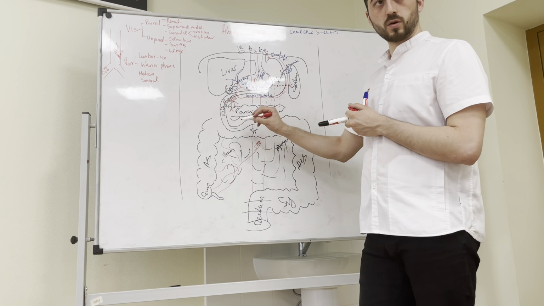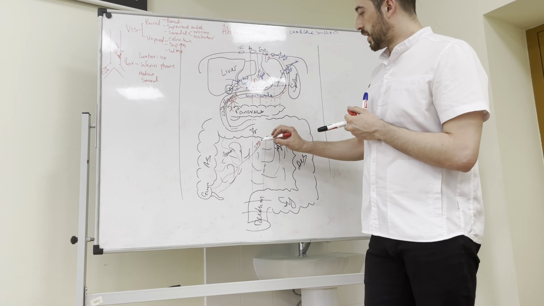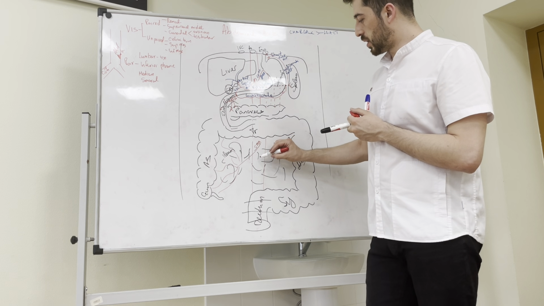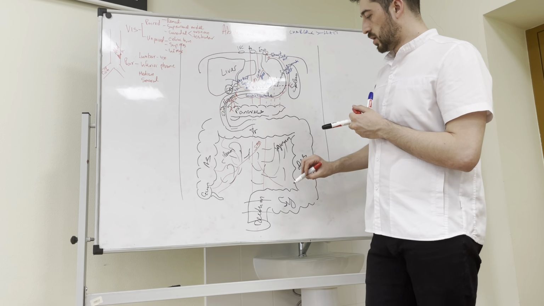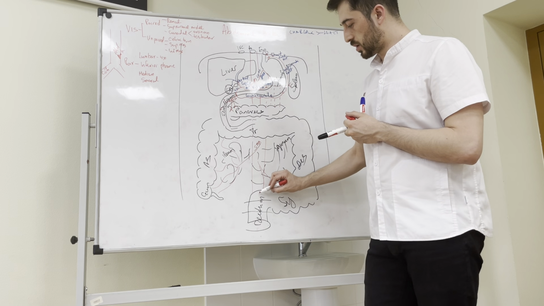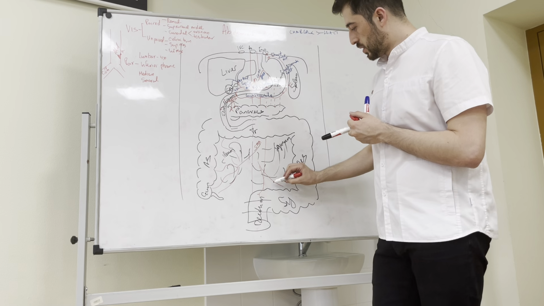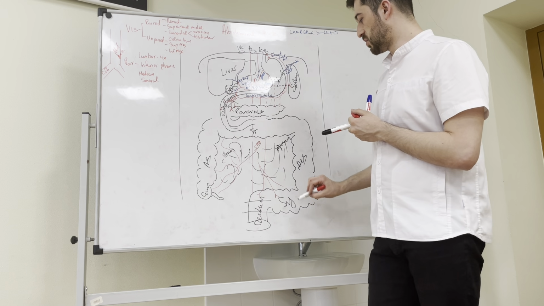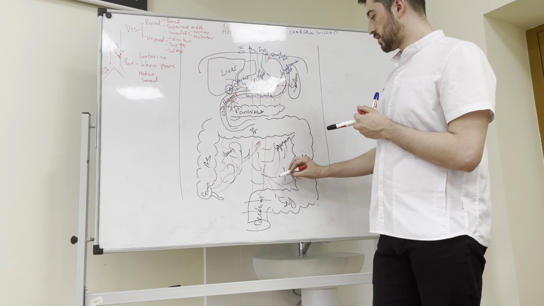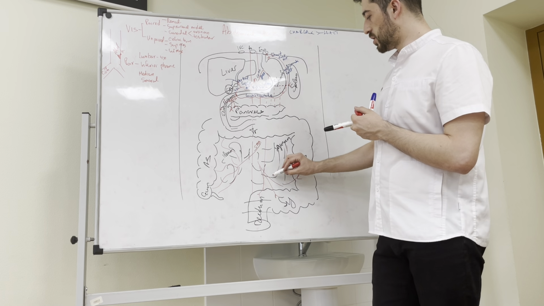middle colic artery, right? And the next branch, it will give rise to the superior part of the rectum. Another one is sigmoid, left, and it's to the jejunum.